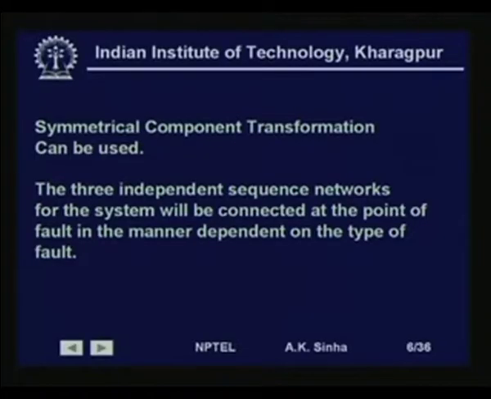So, the three independent sequence networks for the system get connected at the point of fault in the manner dependent on the type of the fault. That is, dependent on whether it is a line to ground fault or a double line to ground fault or a line to line fault, the connection between the sequence networks will be different, and this connection occurs only at the point of fault, whereas for the rest of the system we have the sequence network as we have developed for the system.